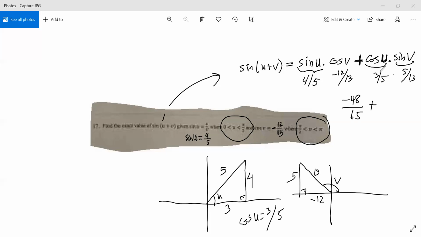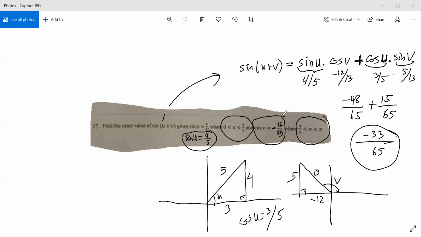So now I can multiply: 4 times negative 12, that's negative 48, 5 times 13, 65, plus 3 times 5, 15, over 65 again. So this is going to be 65 at the bottom, and negative 48 plus 15, that's negative 33. So it's negative 33 divided by 65, assuming that I wrote these numbers correctly.